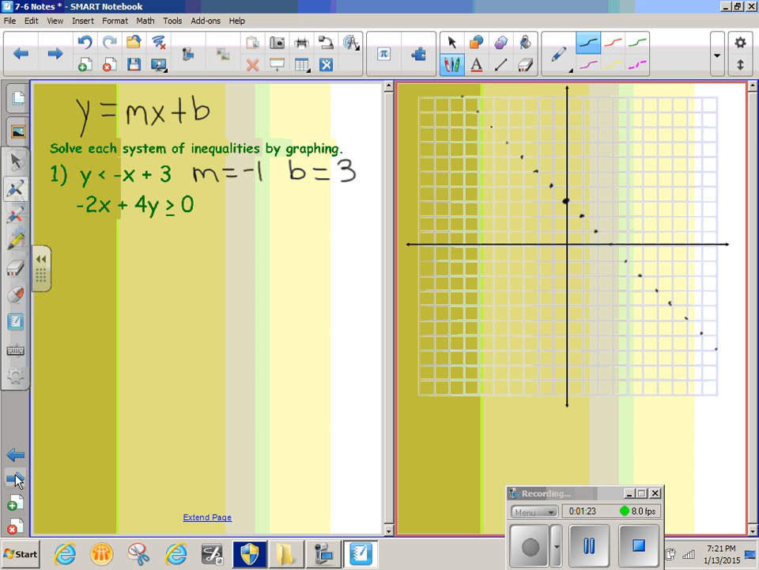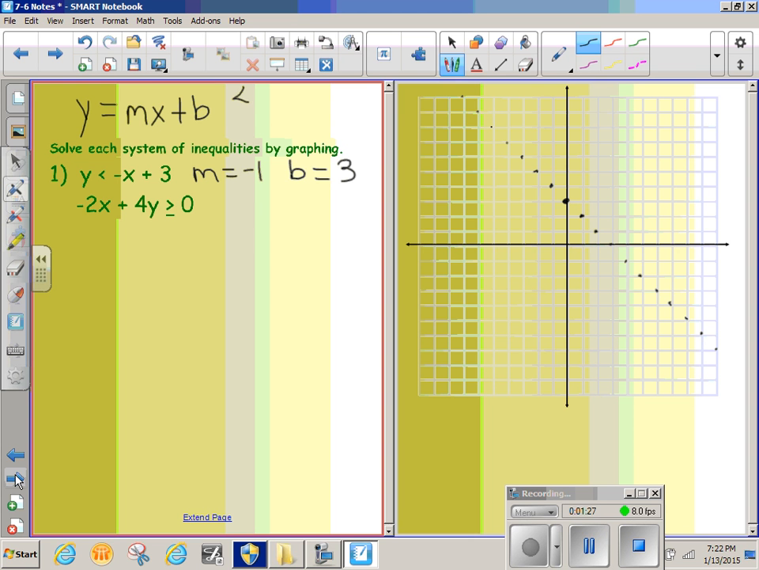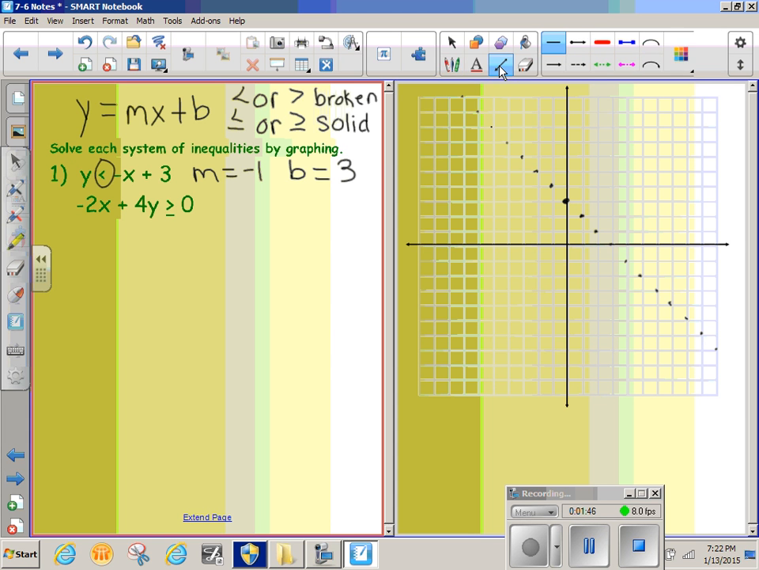From here, we have a very important decision to make. We have to decide if it's going to be a solid line or if it's going to be a broken line. You remember from graphing inequalities that less than or greater than means that it's going to be a broken line. But if it's less than or equal to or greater than or equal to, then it's going to be solid. So this inequality is going to be a broken line.